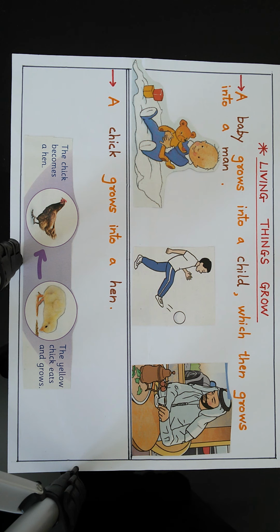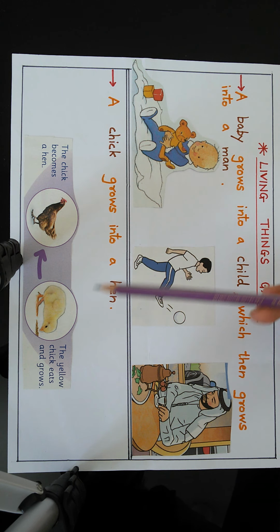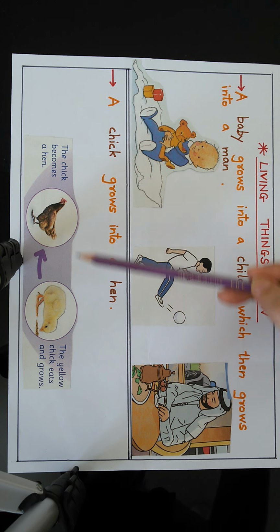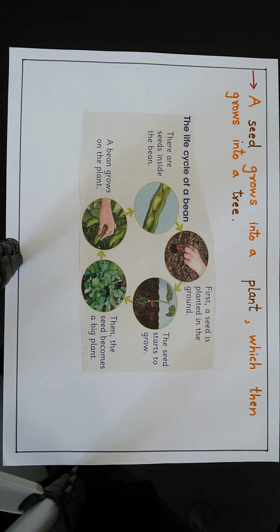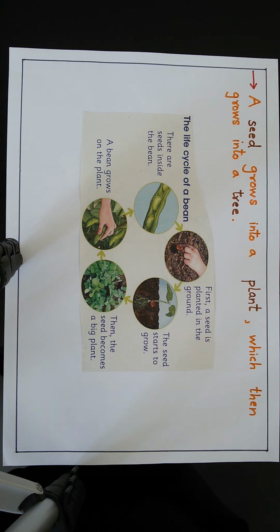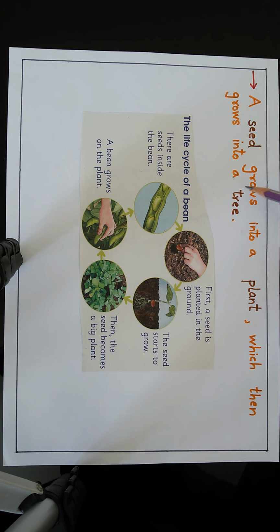The second characteristic of living things is growth. Living things grow. A baby grows into a child, which then grows into a man. In case of animals, for example, the chick grows into a hen. Now we will learn about growth in plants. A seed grows into a plant, which then grows into a tree.